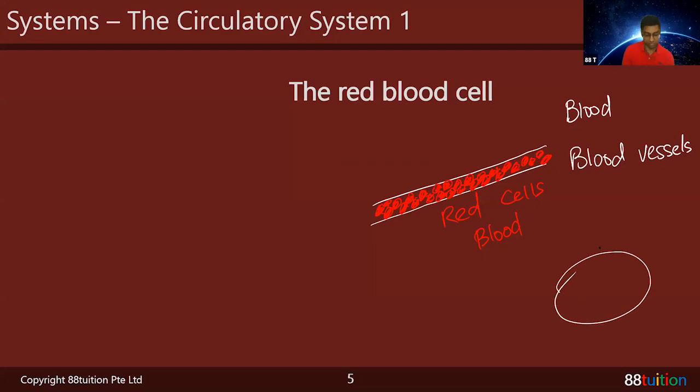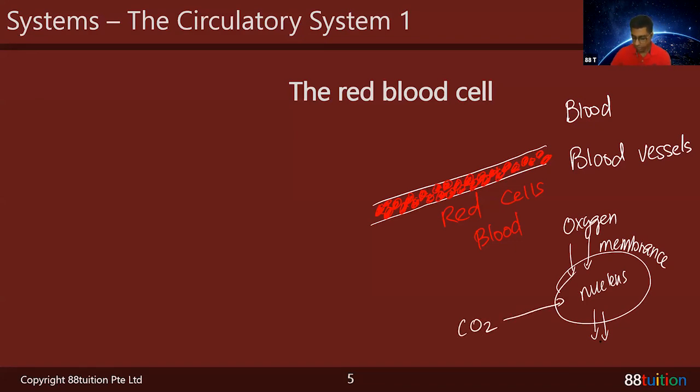And then remember cells. What do cells have? Cells should have nucleus, should have membrane, semi-permeable, that will allow things to go in and allow things to go out. Definitely. Why? Because remember, it's going to carry oxygen. So this oxygen has to go in. And then at certain areas, carbon dioxide has to go in. And then when it goes back to the lung, carbon dioxide has to go out. And then if it wants to distribute oxygen, it has to go out.